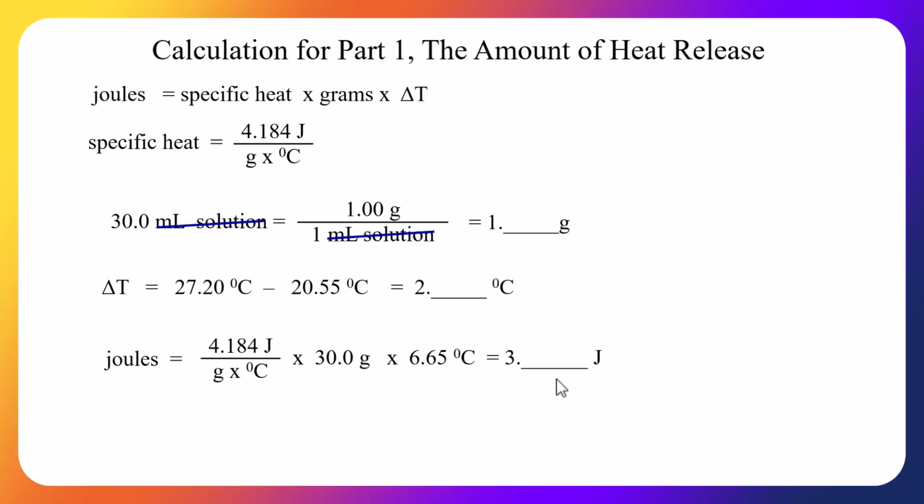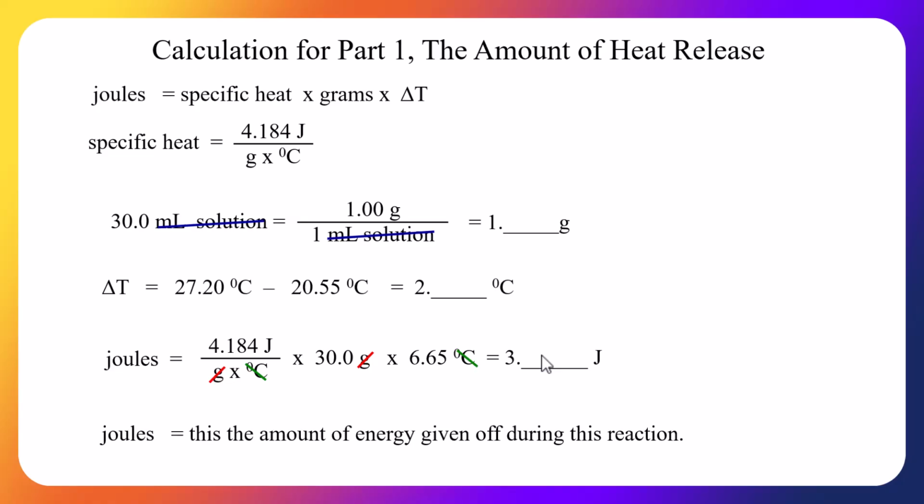So this will end up being question 3. Notice how the grams cancel, Celsius cancel, and you're only left with joules, and joules is what you want to be left with. So you should be able to answer question 3. This is the amount of energy given off during the reaction. This will be a positive number because the water absorbed the heat. You need to change the sign because the reaction gave off the heat.